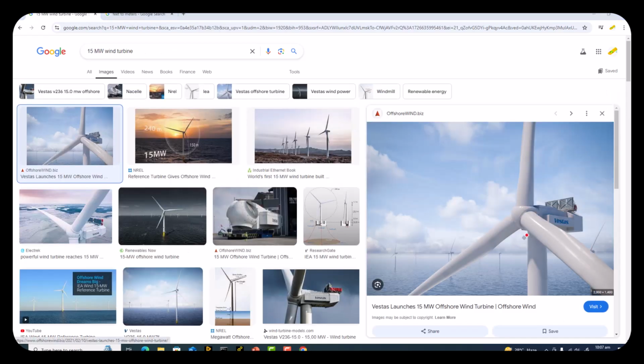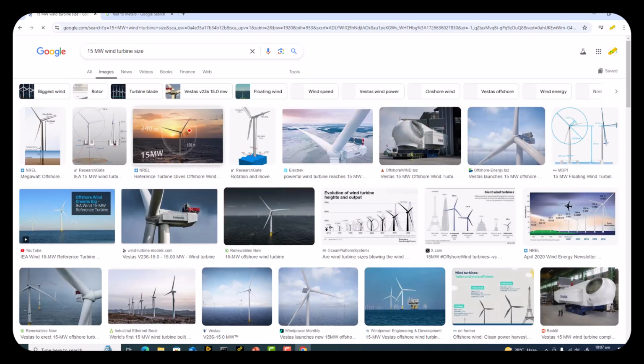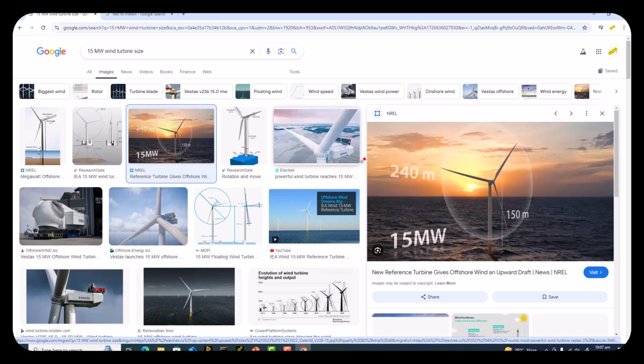This is the last one. So you can see that Vestas launches a 15 megawatt offshore wind turbine. And let's check the size of this wind turbine. Its height from the surface of the sea is 150 meters, and the diameter is 240 meters. So this is a very huge wind turbine. The wind turbine we are studying has a diameter of 126 meters. So you can get the idea of the size change between these two wind turbines.